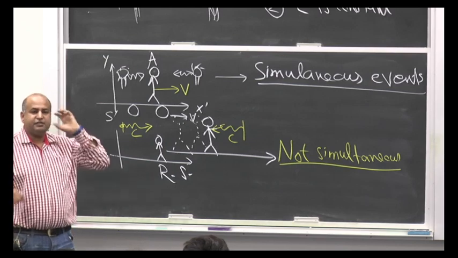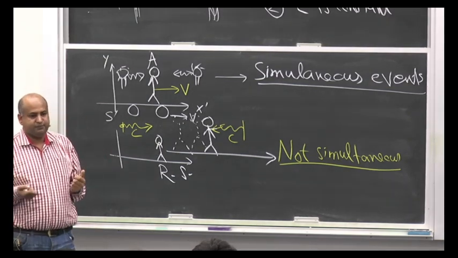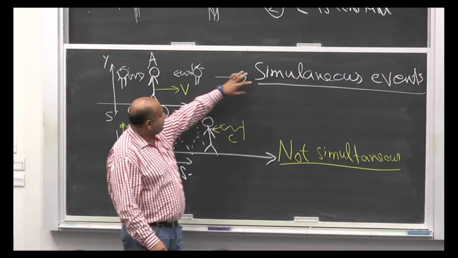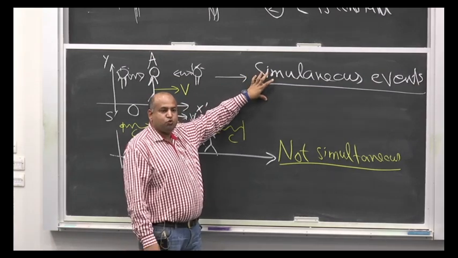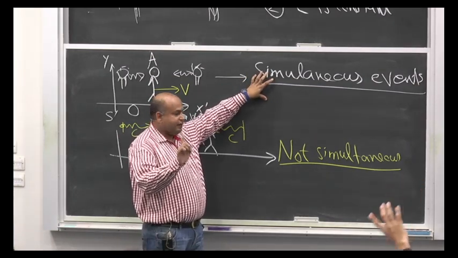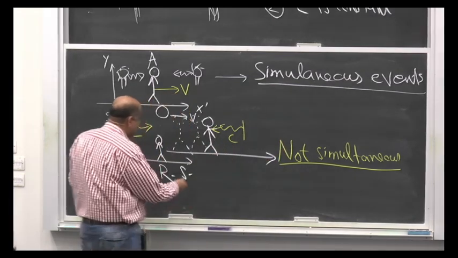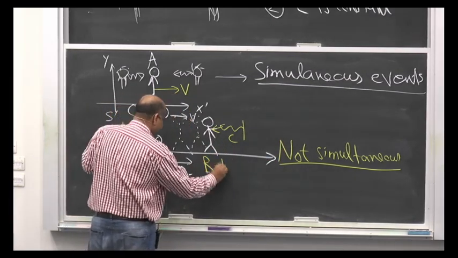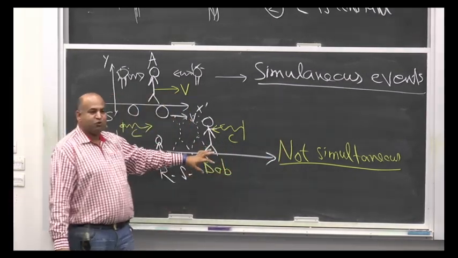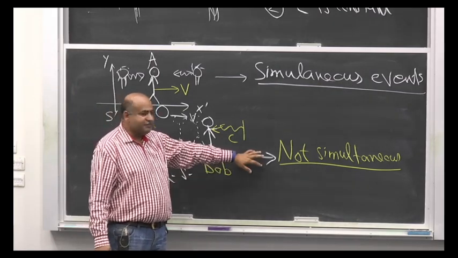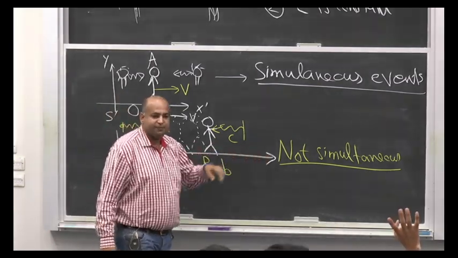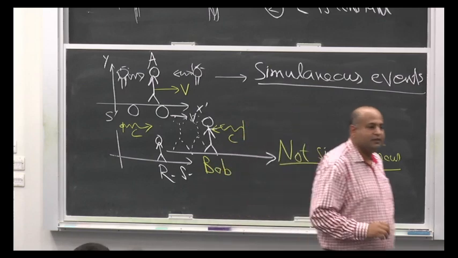It's not time travel, it's a different conclusion about two events. So the conclusion of this observer is that the two events happen at the same time, and the conclusion of this observer, let's call him Bob, is that the events happen at different times.